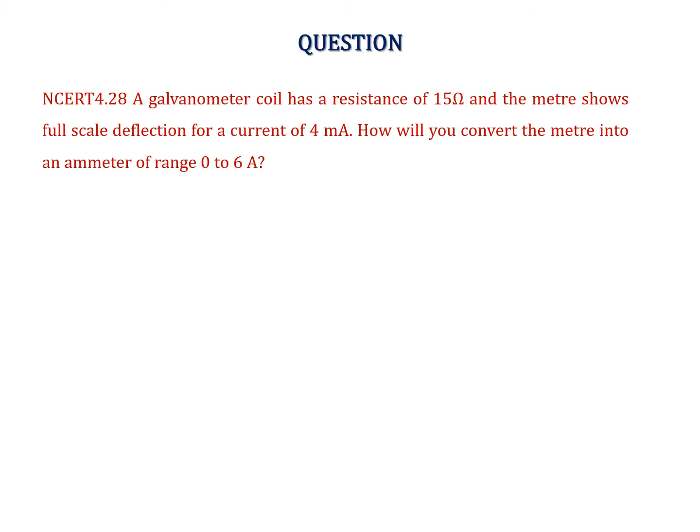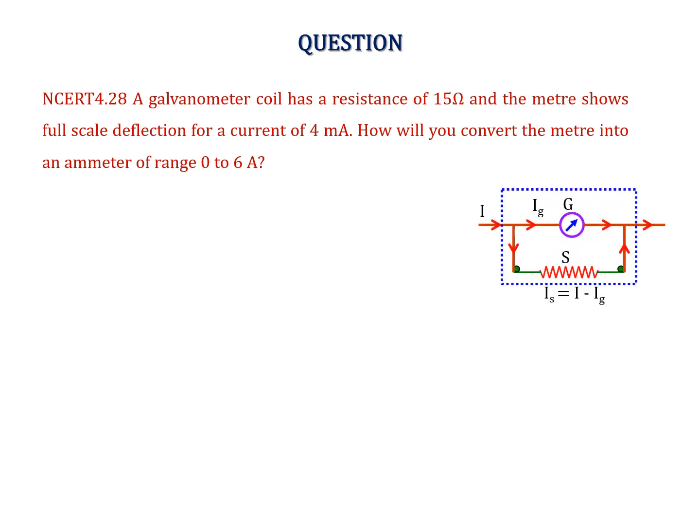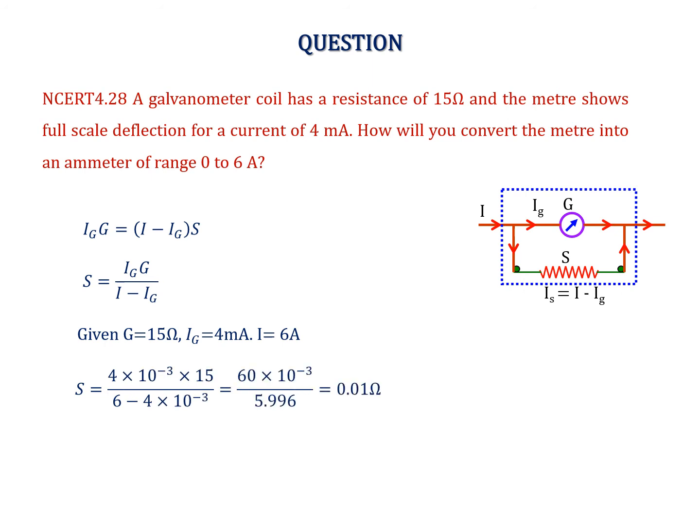We know to convert a galvanometer into ammeter, we require a shunt in parallel. And potential drop across galvanometer is same as potential drop across shunt. Given Ig is 4 milliampere, resistance of galvanometer is 15 ohm, and the current to be measured is 6 ampere. When we substitute in above equation, we get the result as 0.01 ohm. Hence, a resistance of 0.01 ohm is to be connected in parallel to the coil of galvanometer.